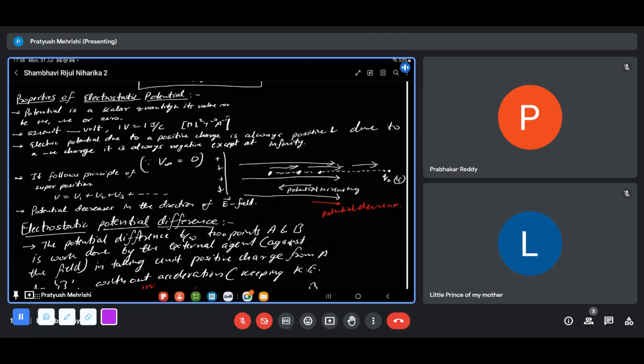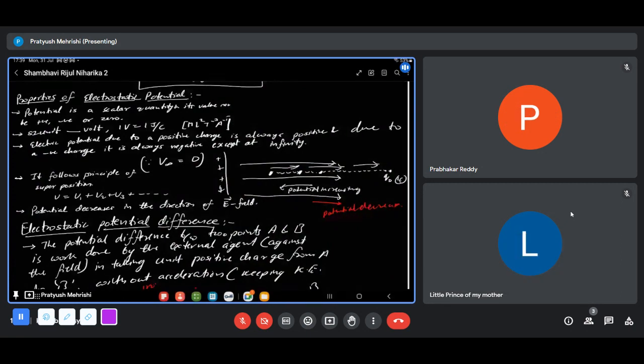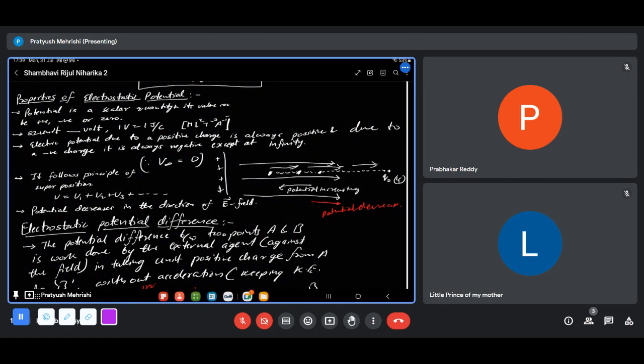In our last class, we have seen that potential is nothing but the energy in bringing 1 coulomb of charge from infinity to a particular point. Okay, that is called potential. Whatever energy we are using to bring that 1 coulomb of charge from infinity to a particular point, it is called the potential of that point.